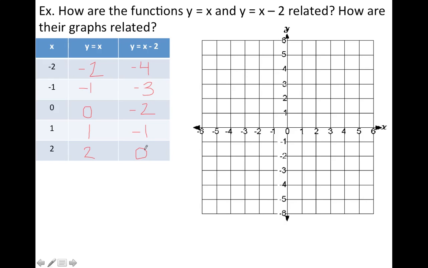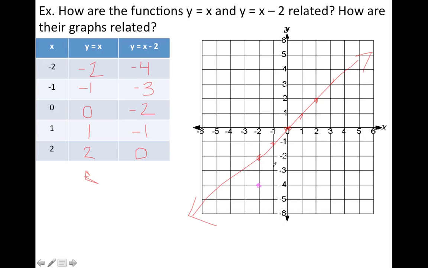So let's take a look at this graph. I'm going to graph y equals x, so plotting these points: negative 2, negative 2, negative 1, negative 1, 0, 0, 1, 1, and 2, 2. This is our parent function, y equals x, for our line. Should be a straight line. And that's the one in red. I'm going to do the other in, let's say, magenta. So we're going to plot our points. So x is negative 2, y is negative 4.